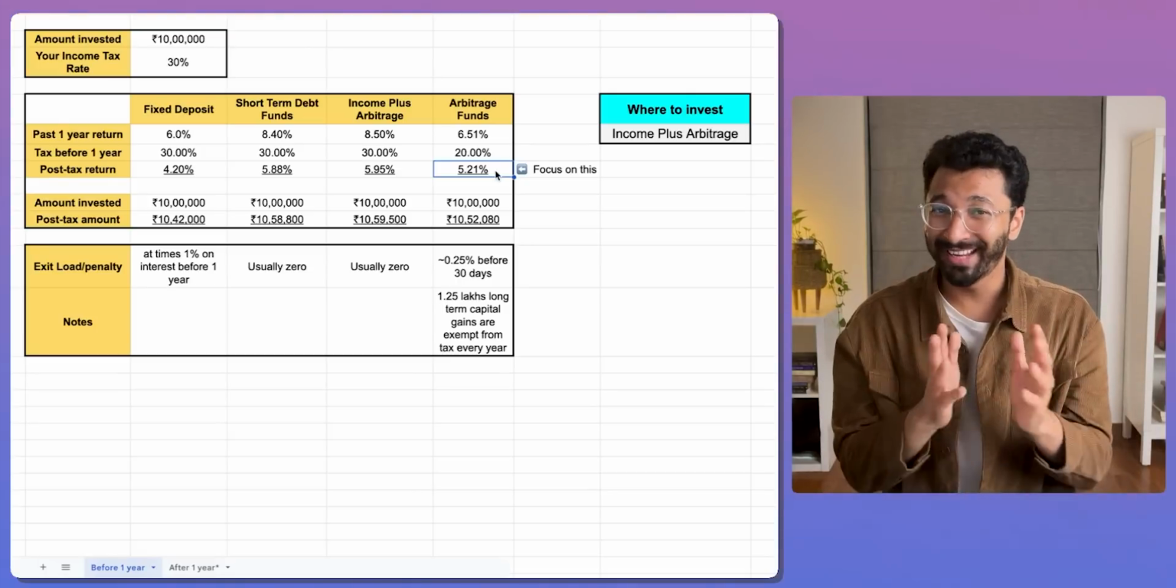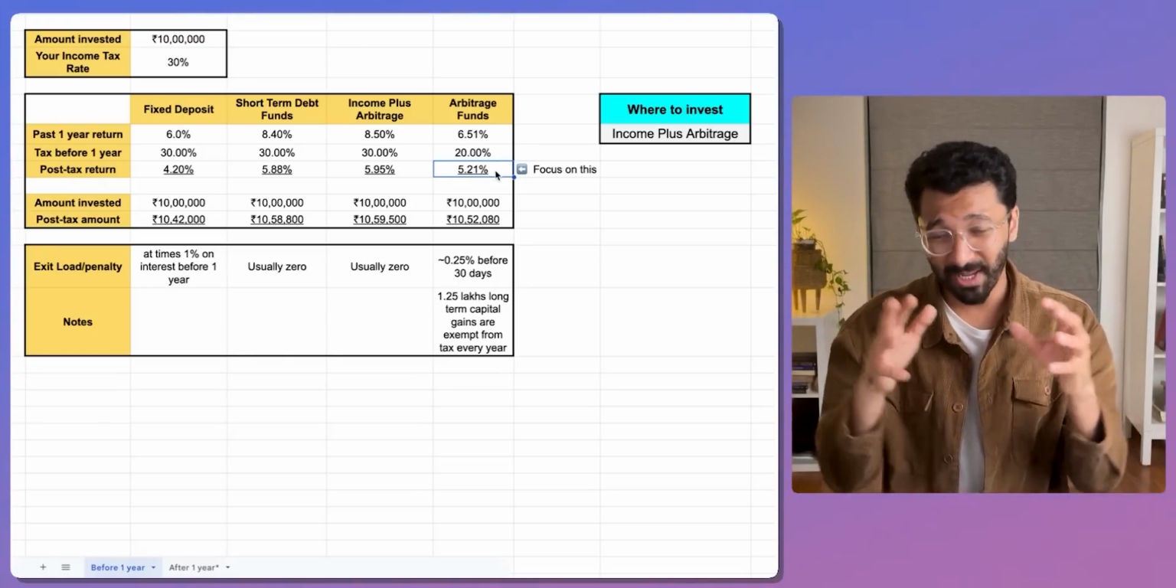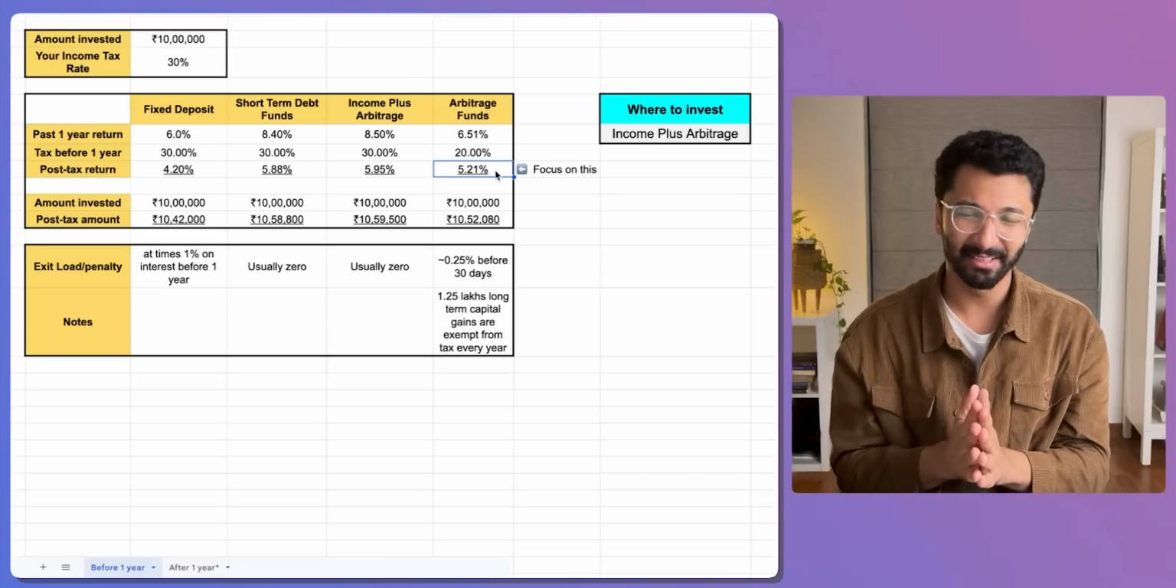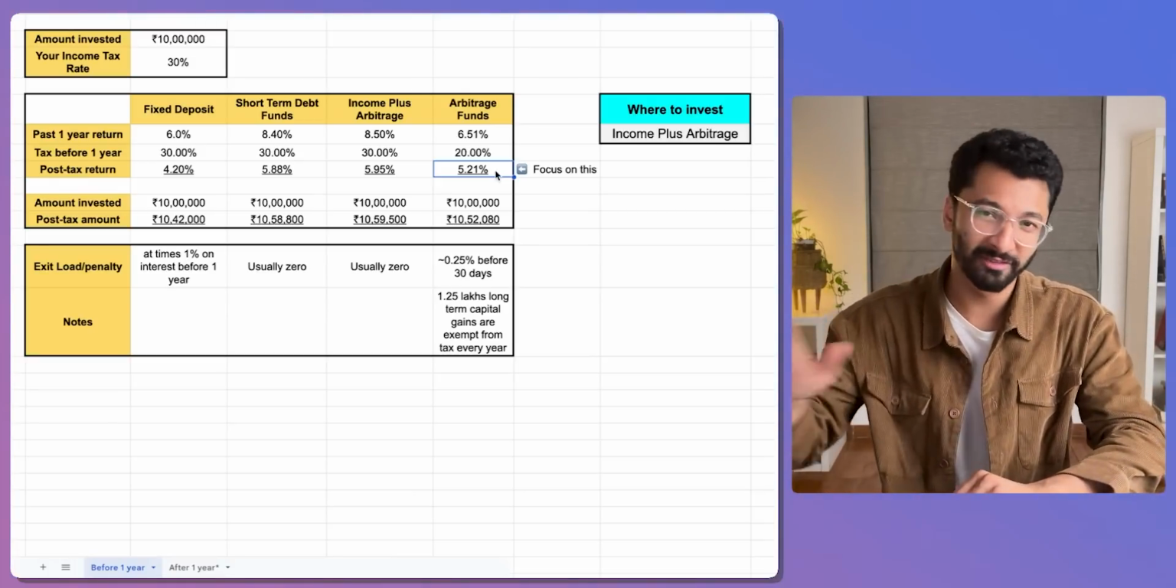In the short-term debt fund category, funds from HDFC and the ICICI one that we saw are the biggest ones and the oldest ones in the category. So those could be worth considering purely basis those factors.